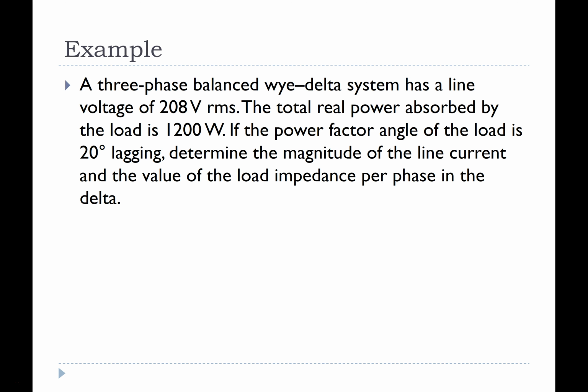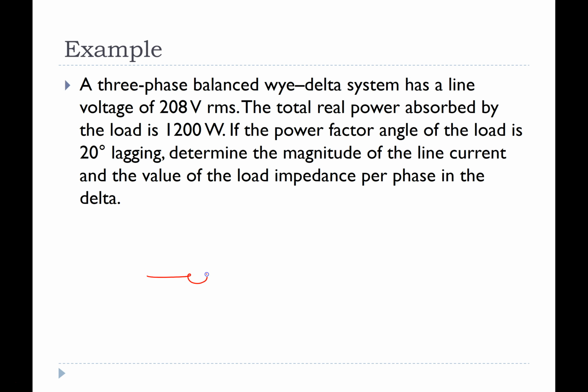First off, we have a 3-phase balanced Y-delta system that has a line voltage of 208 volts. The total real power absorbed by the load is 1200 watts. And if the power factor of the load is 20 degrees lagging, determine the magnitude of the line current and the value of the load impedance per phase in the delta.